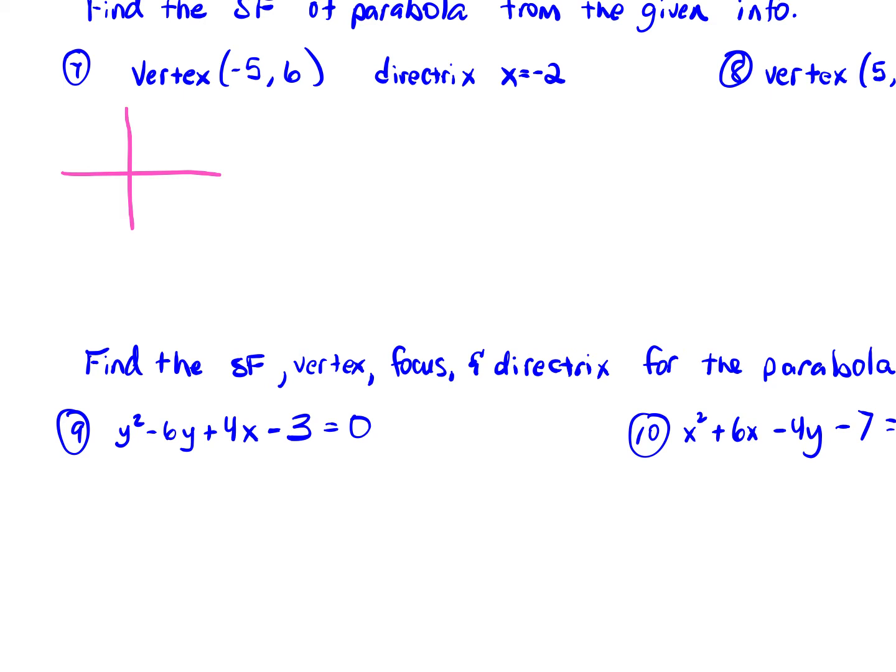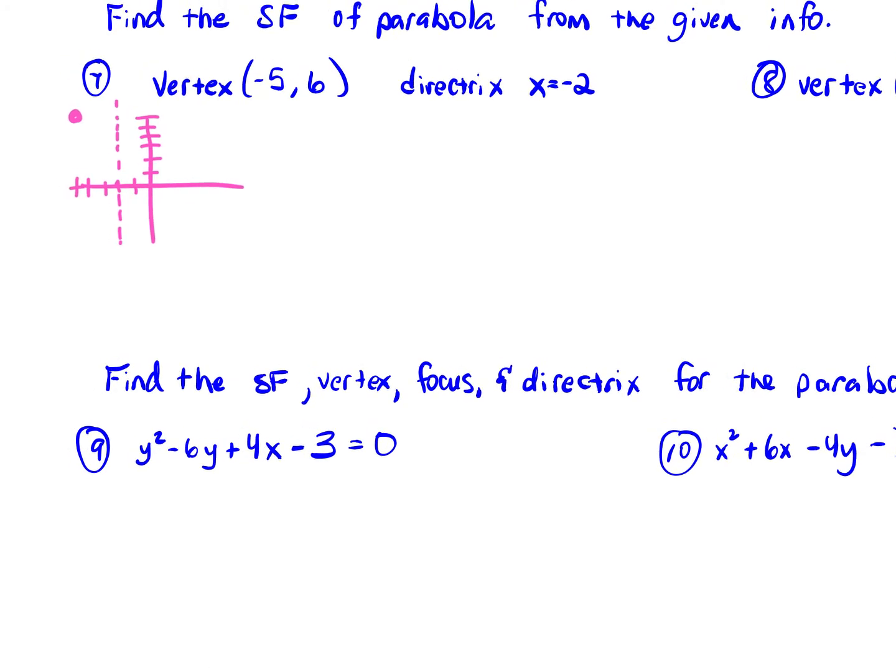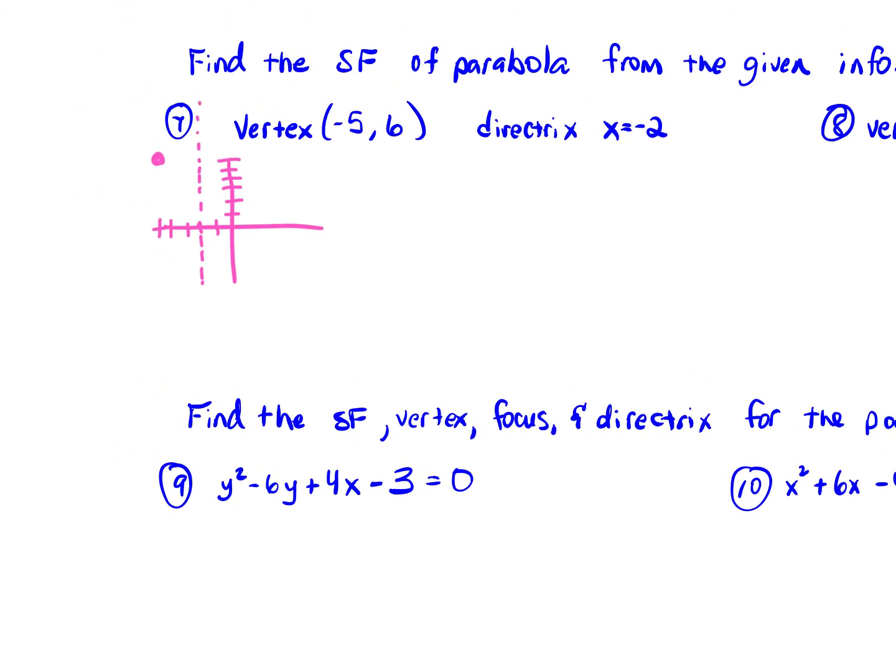Our vertex is at negative 5, 6, so we go to the left, negative 5, and up 6. And then our directrix is at negative 2. So x is equal to negative 2, so right here. Our directrix is on the other side of the focus, so our graph is going to open this way. It opens away from the directrix. So we have a graph that's opening up to the left, so we're going to use our formula y minus k squared is equal to 4p times x minus h.